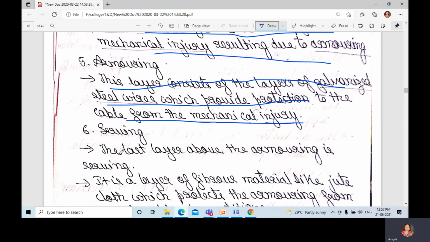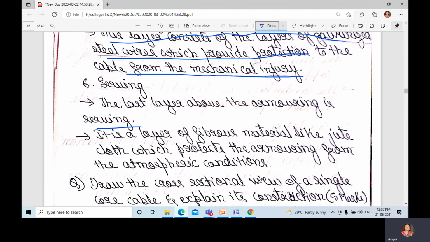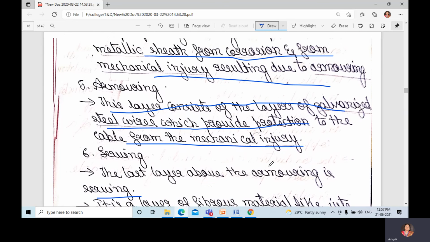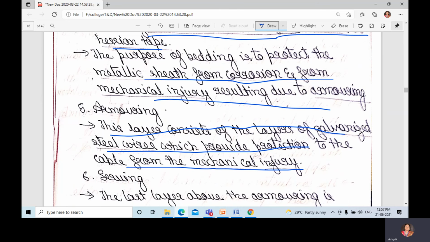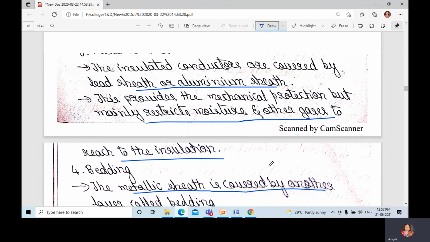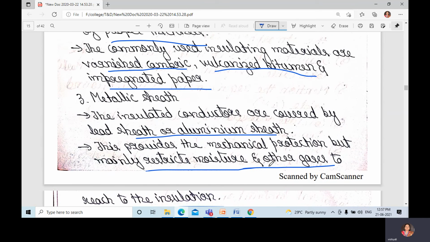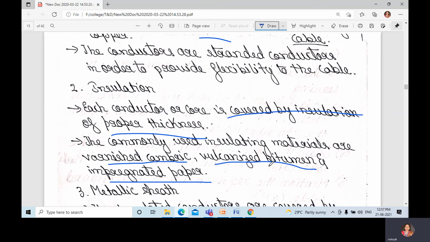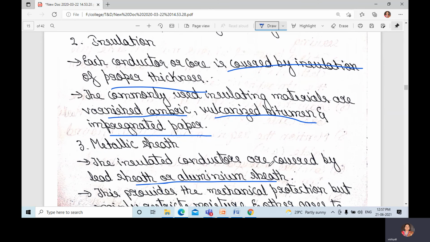Serving. The last layer above the armoring is serving. It is a layer of fibrous material like jute or cloth, which protects the armoring from atmospheric conditions. These are the six layers which protect one another. Serving protects the armoring, armoring protects the bedding, bedding protects the metallic sheath, and the metallic sheath protects the insulation. It depends on one another.